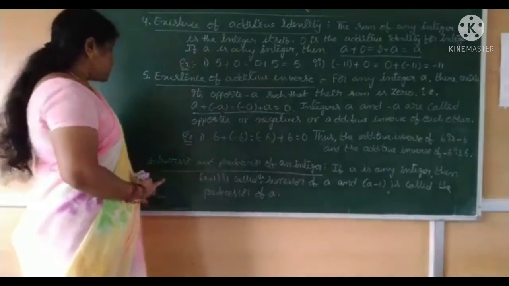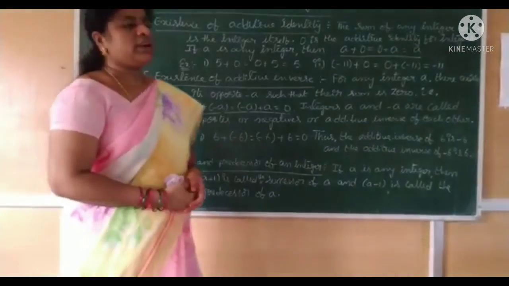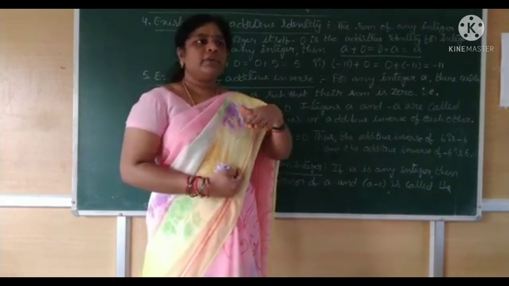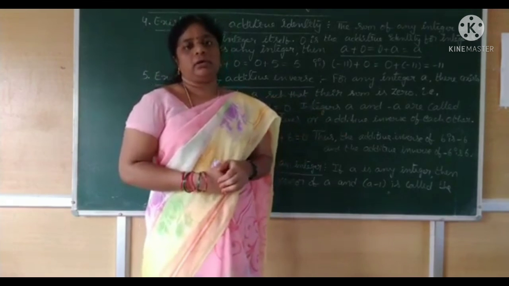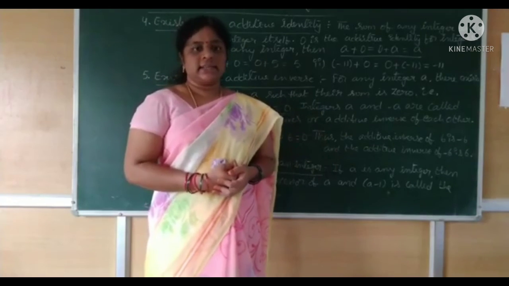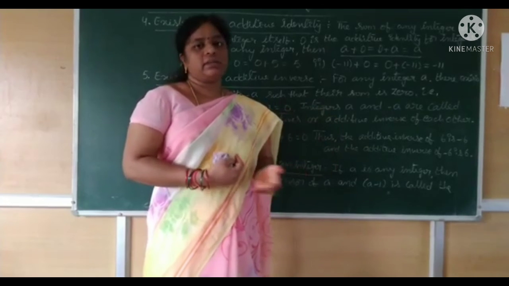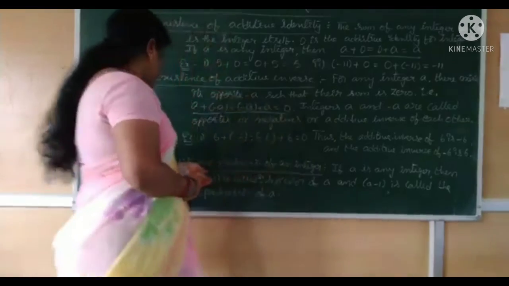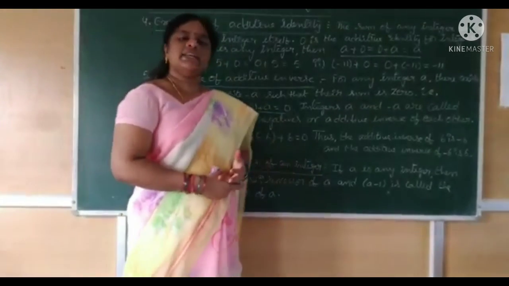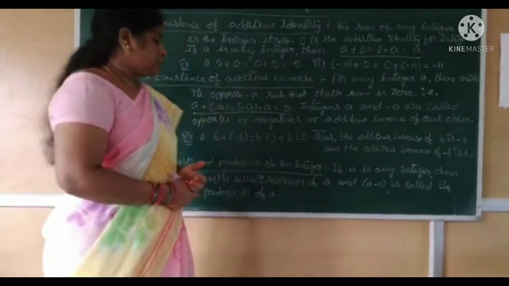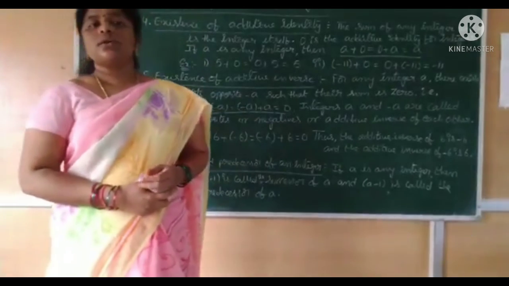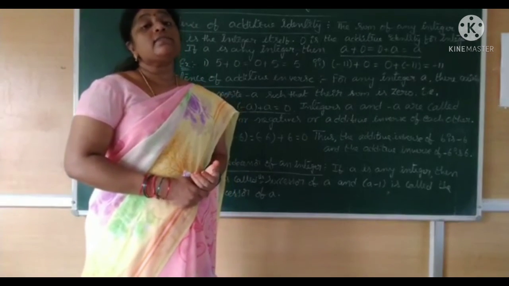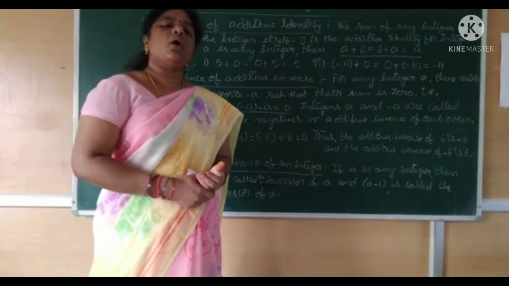Okay. Successor and predecessor of a numeral. We know, what is successor? If we add 1 to the given number, the result is the successor. If you subtract 1 from the given number, that is said to be the predecessor. Like that here also, if a is an integer, then a plus 1 is called the successor of a, and a minus 1 is the predecessor of a.